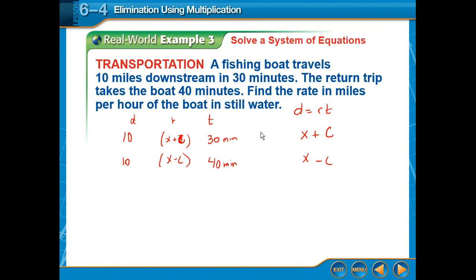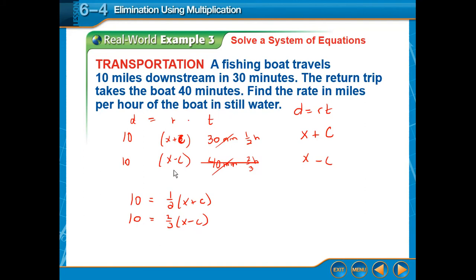Okay, the only thing with this is I don't want to use minutes. Generally, we're talking about speed in miles per hour. So 30 minutes, I'm just going to call this 1/2 hour instead. And 40 minutes is 2/3 of an hour, right? So 40 out of 60 reduces to 2/3. So my equation, distance equals rate times time, I'm going to have 10 equals 1/2 times (x plus c), and 10 equals 2/3 times (x minus c).